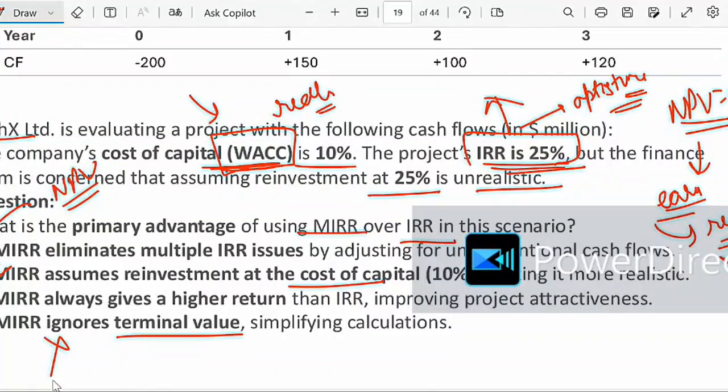So this is one of the advantages of having MIRR over IRR, right? That is called modified internal rate of return. It assumes that reinvestment should be at the cost of capital. It should not be at the IRR, right? So that is what it explained regarding the MIRR.